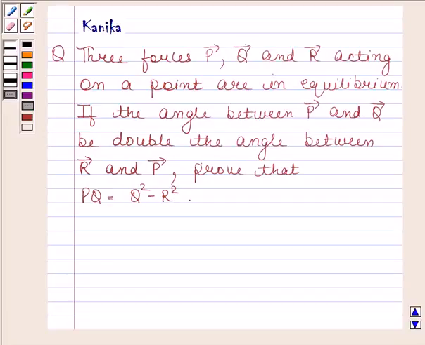Session. Let us discuss the following question. The question says three forces P, Q and R acting on a point are in equilibrium. If the angle between force P and force Q is double the angle between force R and force P, prove that PQ is equal to Q squared minus R squared.